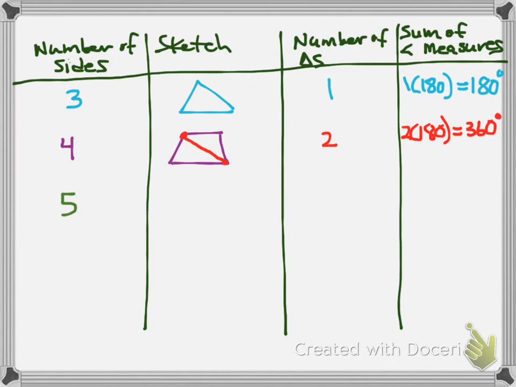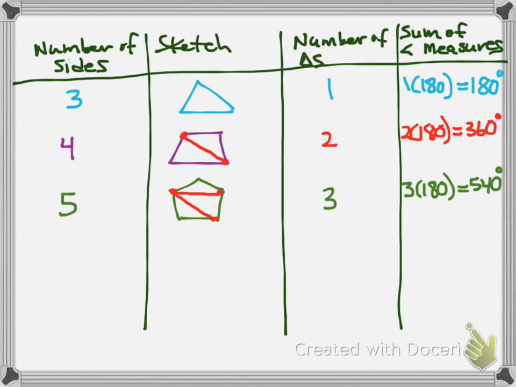Let's try another one. Let's do a 5-sided figure. So again, we'll draw one. And I'm going to pick one vertex. For some reason, I like the left top. And I'm going to connect them to non-adjacent vertices. So I see one across here and one here. So it has to come from that one vertex. How many triangles did I just form? 3. So then that means I have 3 triangles inside of it. So I multiply 3 times 180, and I get 540 degrees. So all 5 angles add up to give me 540. Okay?